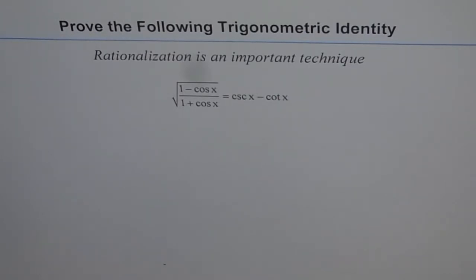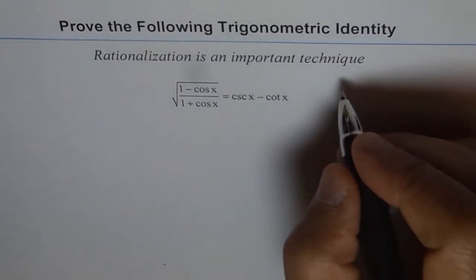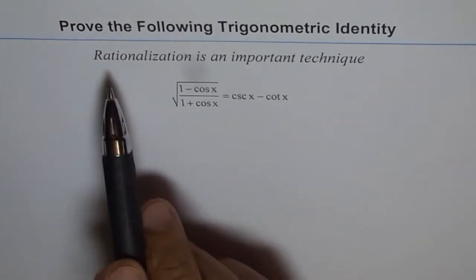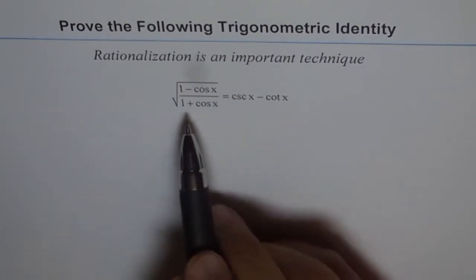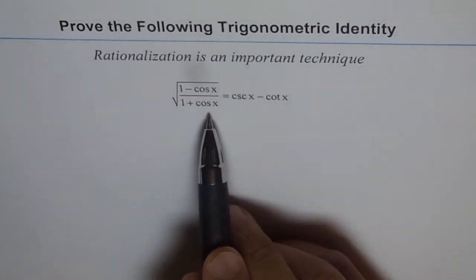So to prove this, whenever we have a square root, it is important to use the technique of rationalization. Rationalization, as I have already said, is to multiply and divide by the conjugate of the term which you want to rationalize. So here we'll try to rationalize the denominator, right?